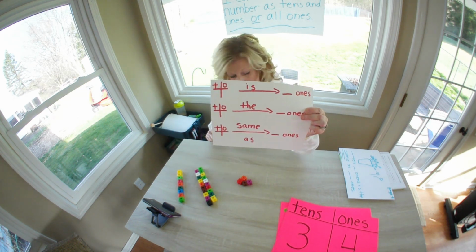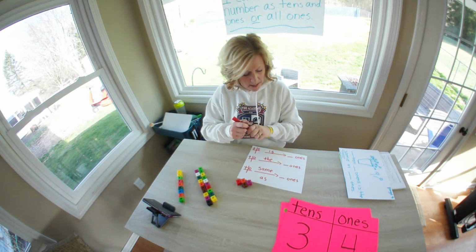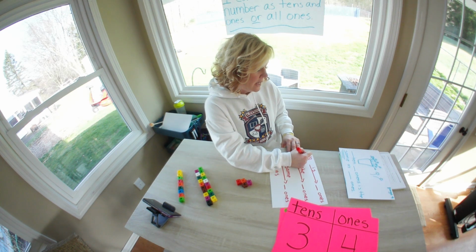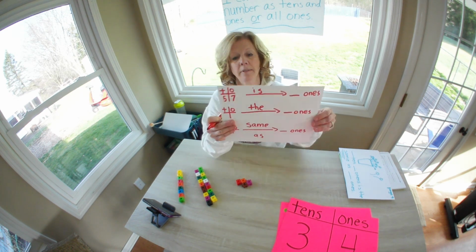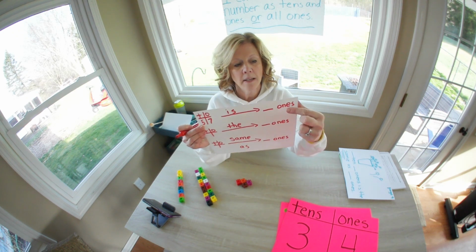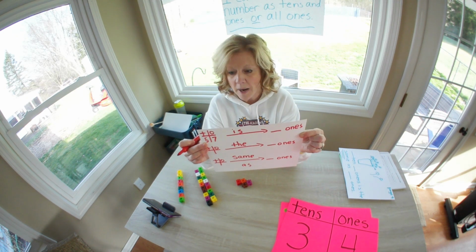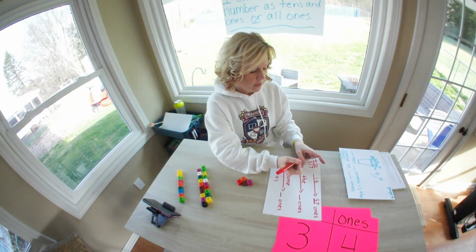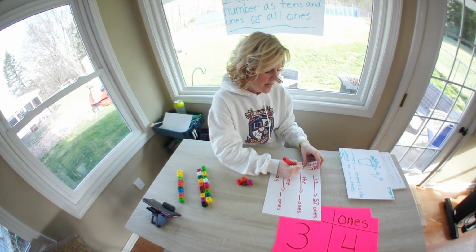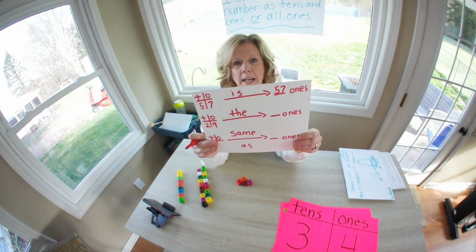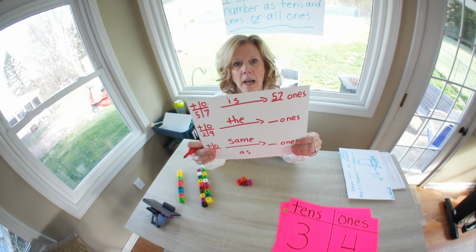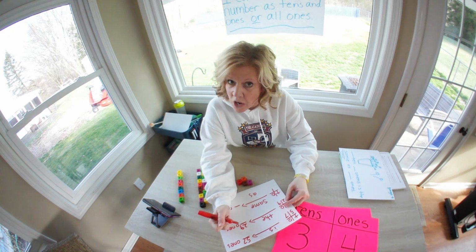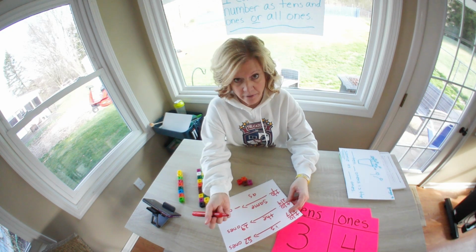If I give you a number, I want you to be able to tell me how many ones it is. So if I said, I'm going to do 5 10s and 7 1s, it's the same as how many ones? Right, 57. So 57 ones. How about the number 29? 2 10s, 9 1s. How many ones is that equal to? That's right, 29. This isn't hard, is it? You just have to look at it differently, that's all.